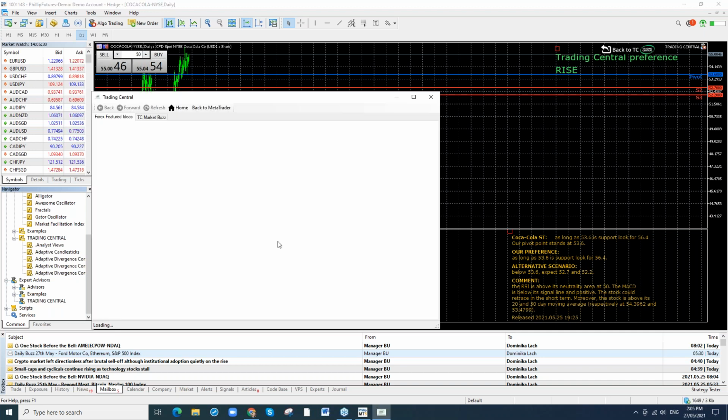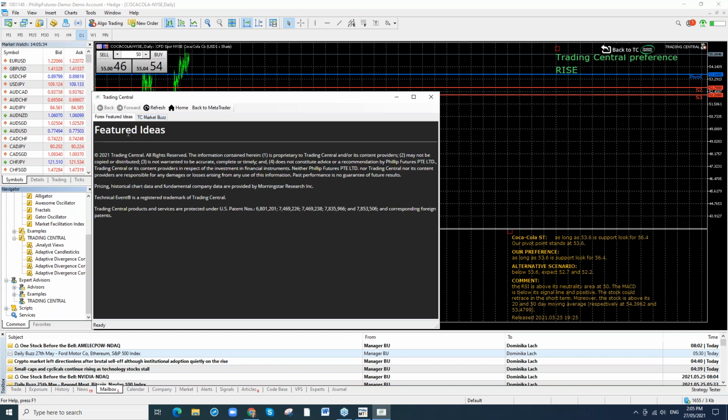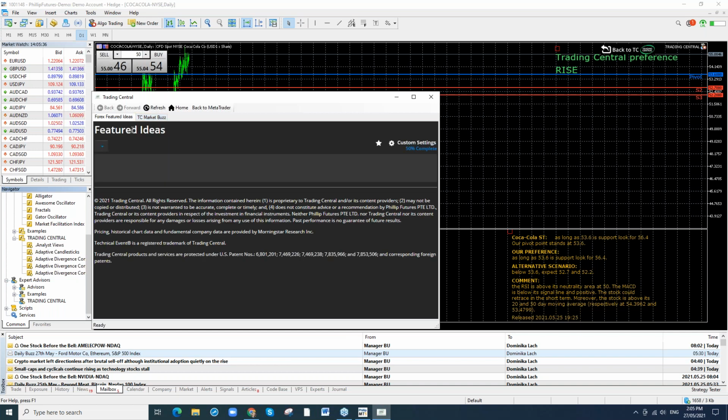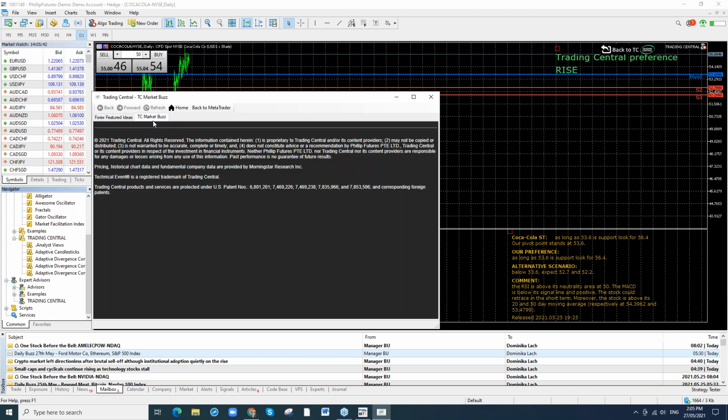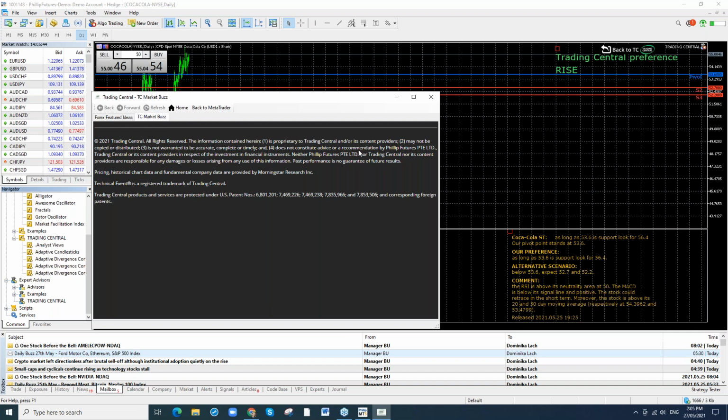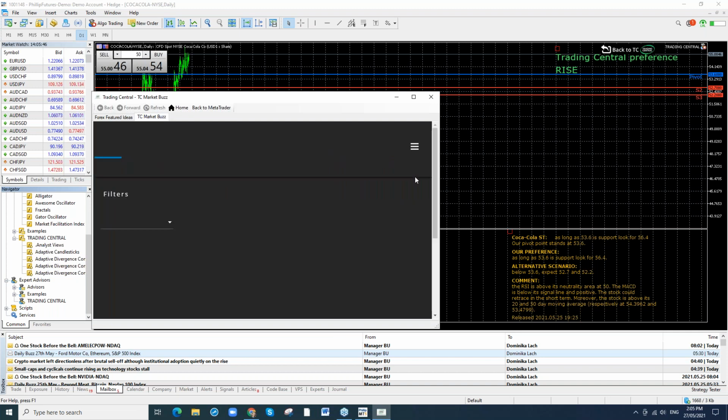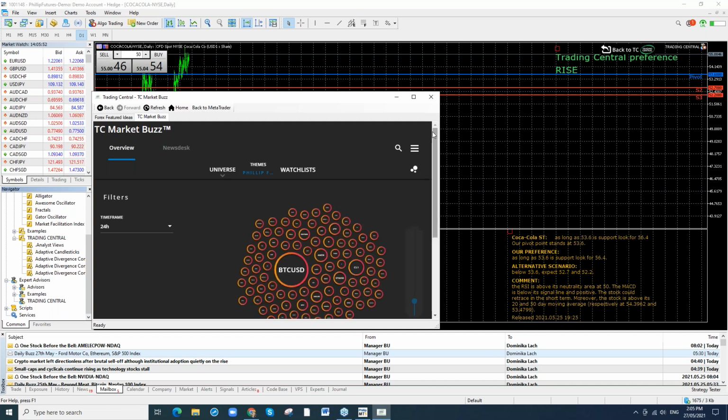Just wait a second, and then there is a pop-up window with two tools. One of them is feature ideas. We might talk about it sometime in the future, but when you click on the tab TC Market Bus, you're going to get the amazing news and analysis tool that I want to tell you a bit more about.